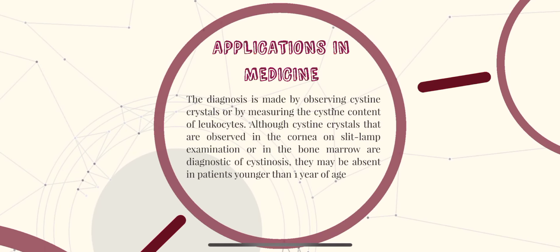Application in medicine. The diagnosis is made by observing cystine crystals or by measuring the cystine content of the leukocytes. Cystine crystals that are observed in the cornea on slit lamp examination or in the bone marrow are diagnostic of cystinosis. They may often be seen in patients younger than 1 year of age.